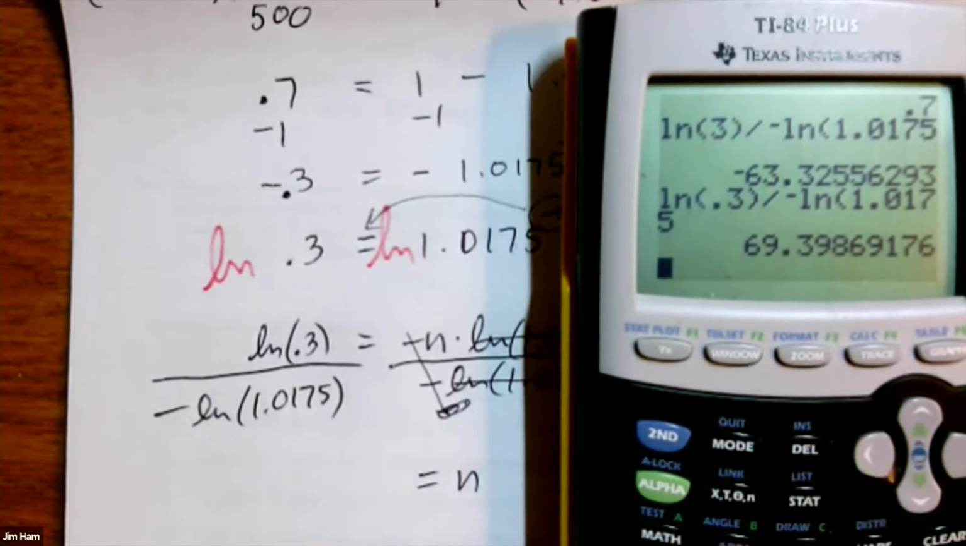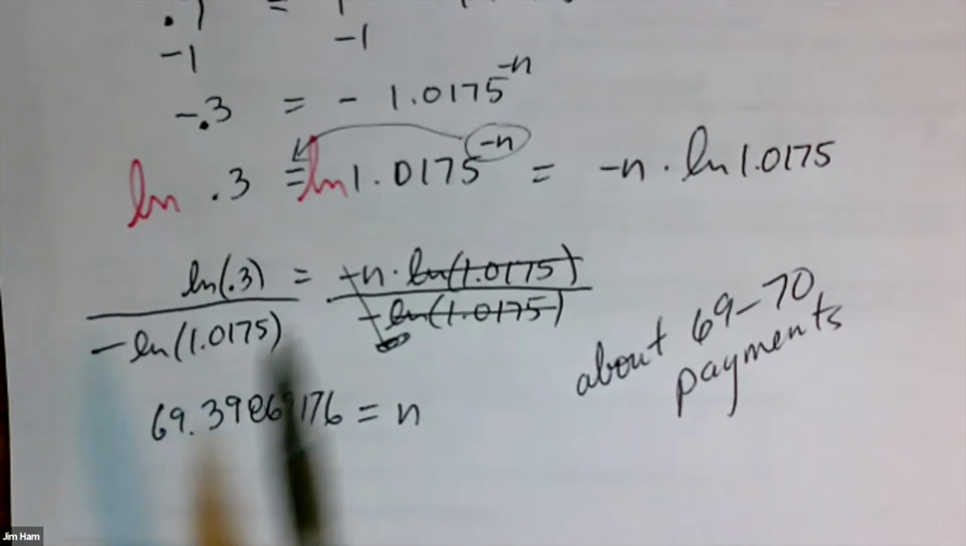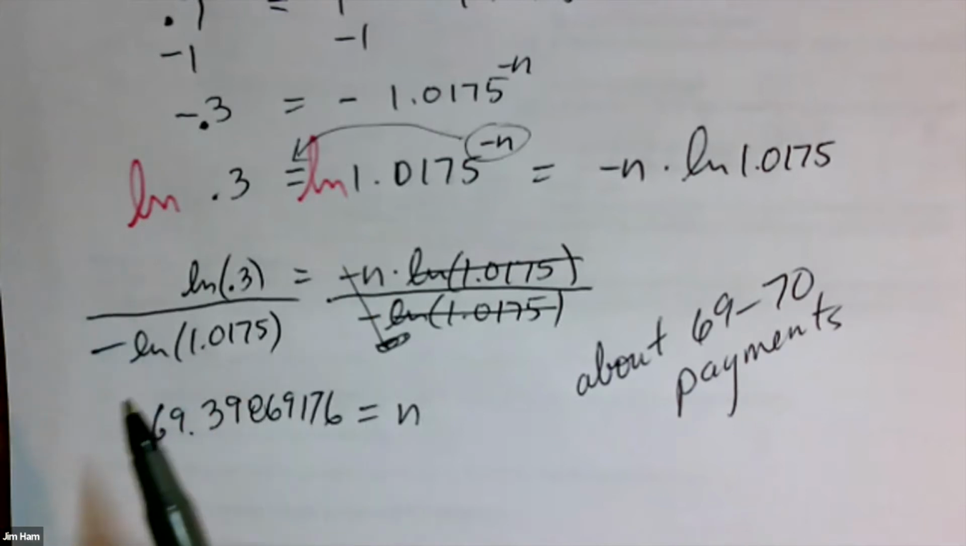All right, so we thought it was going to be 40, but because of the interest, we actually have to pay 70 payments. I think in a lot of problems in this section, they're going to say, well, if you do have a fraction like this, then round up. Because if you make 69 payments, there's still going to be a fraction of a payment left. So since there's a fraction of a payment left, I think they want you to round up and say 70 payments. It's going to take about 70 payments.